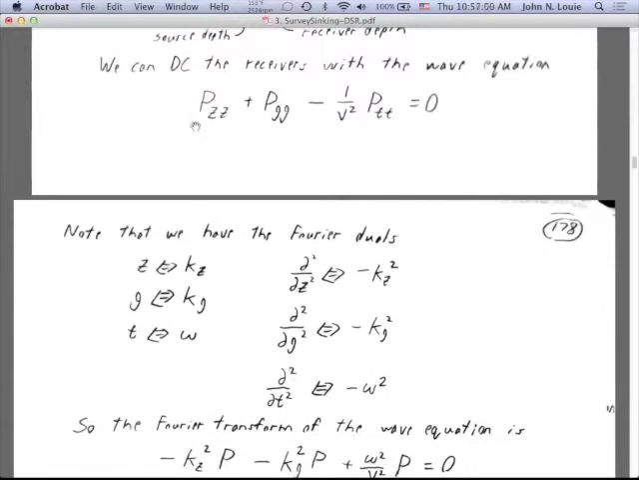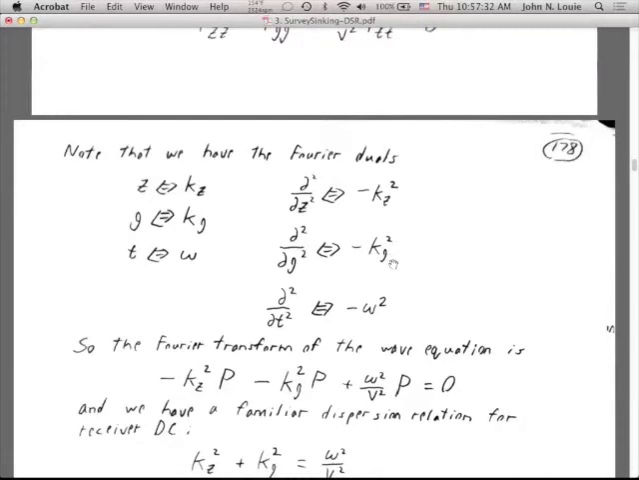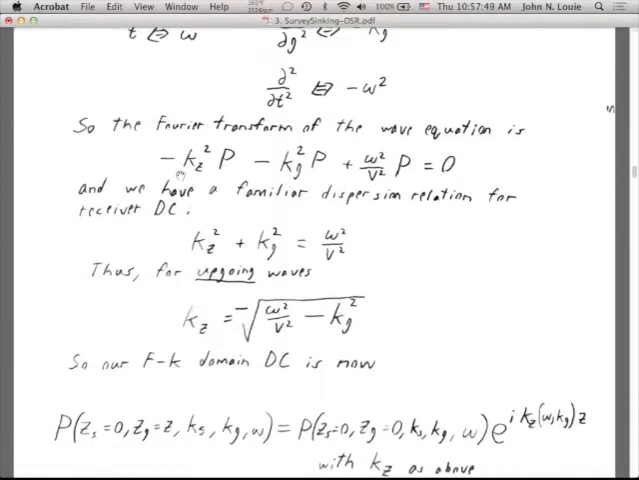And we have the same Fourier duals that we started 706 with. The second z derivative, d squared dz squared, has a Fourier dual of minus kz squared. D squared dg squared, essentially the second derivative in the geophone direction, looking at the slopes of the wave field from geophone to geophone, is minus kg squared. And then, as before, d squared dt squared has a Fourier dual of minus omega squared. So the Fourier transform of this wave equation on the receiver side is minus kz squared times the wave field, minus kg squared times the wave field P, plus omega squared over v squared times P, and that's all equal to 0.